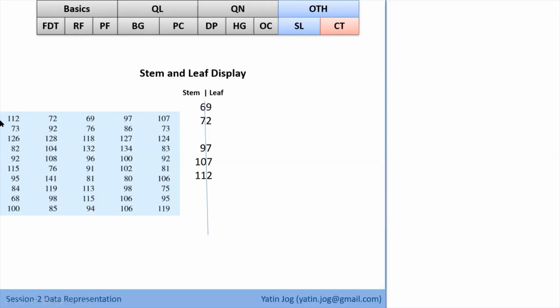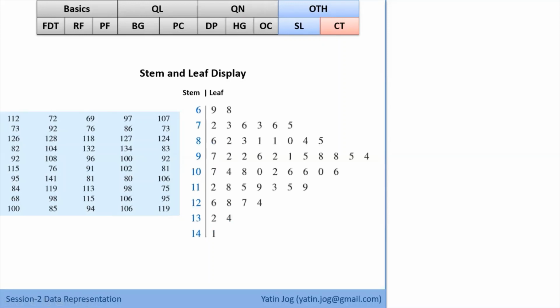and so on. So if I repeat this process for all the numbers, what I get is this. So the values are like 69, 68, 72, 73, 76, 73, 76, 75, and so on. In case of double digit, 107 is the first value, 104 is the second value, and so on.